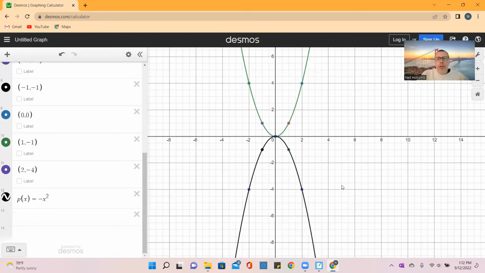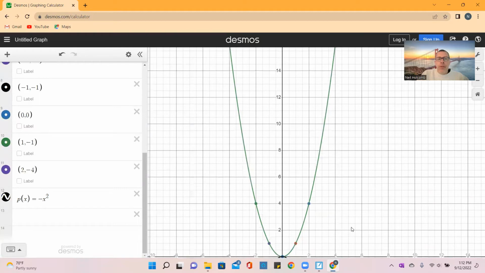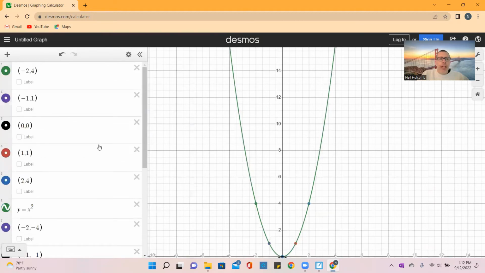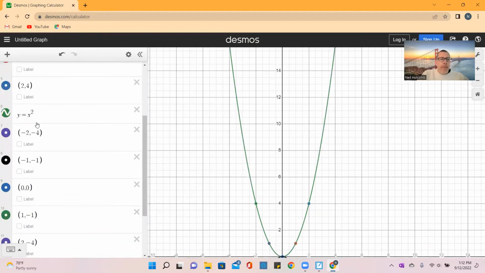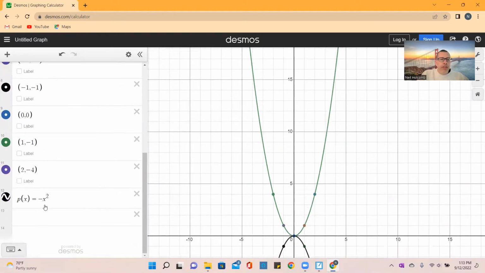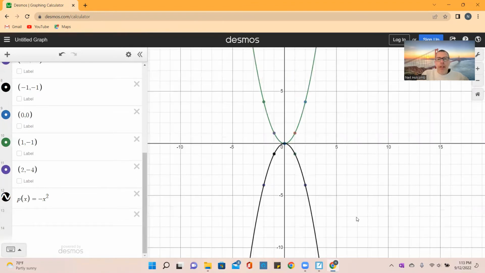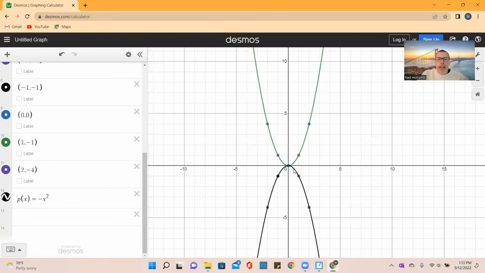Okay, so there's the two functions. The green one was the parent. That's y equals x². And then the other one is P of x equals -x². And as you can see, it's a reflection across the x-axis.